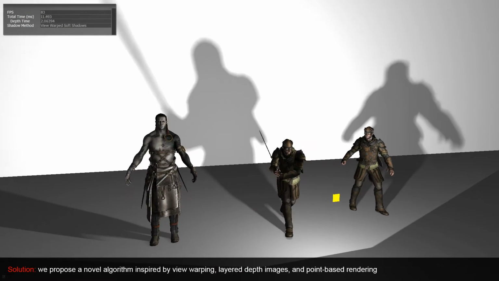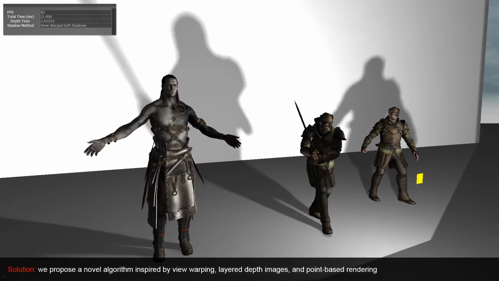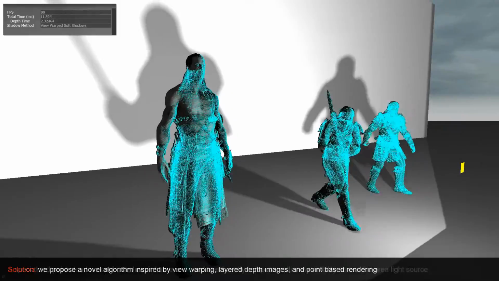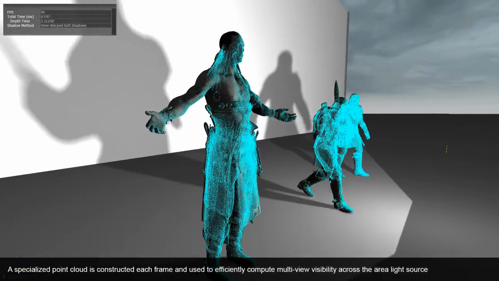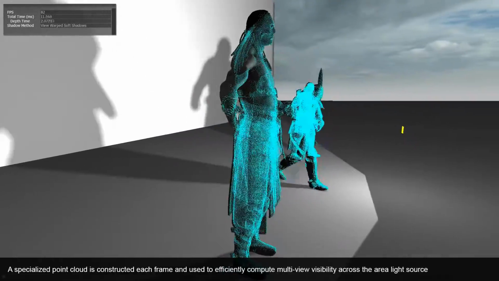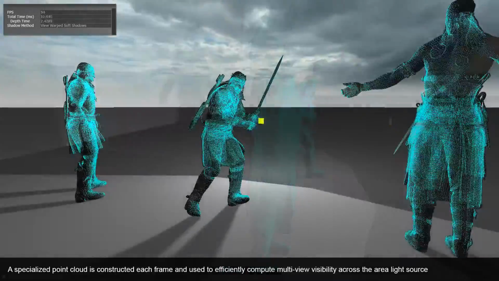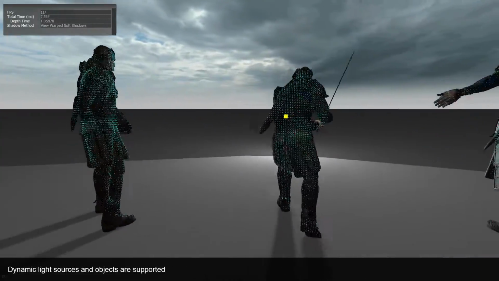We propose a novel algorithm inspired by view warping, layered depth images, and point-based rendering. A specialized point cloud is constructed each frame and used to efficiently compute multi-view visibility across the area light source. Dynamic light sources and objects are supported.